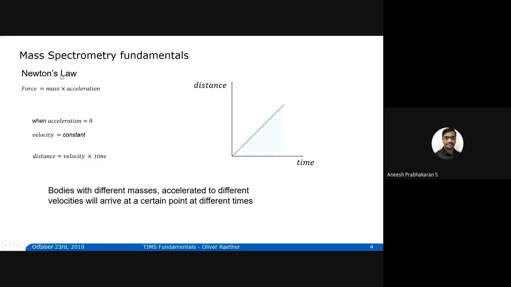In high school, we learn Newton's law: force is equal to mass times acceleration. What happens when acceleration is equal to 0? Velocity is a constant. And what does it mean?